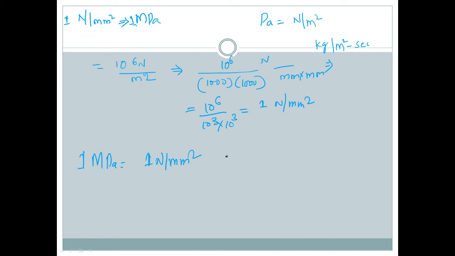Now we have another type of stress here. That is tensile stress. Okay. Now tensile stress, already we have noted one diagram. So let us go for one more diagram.